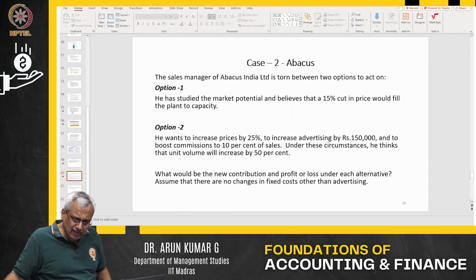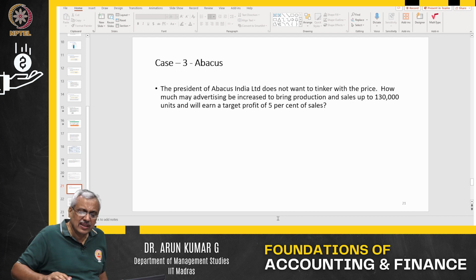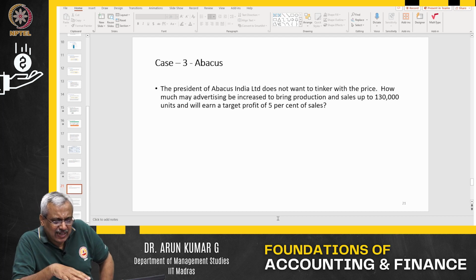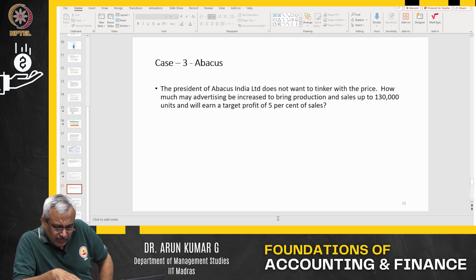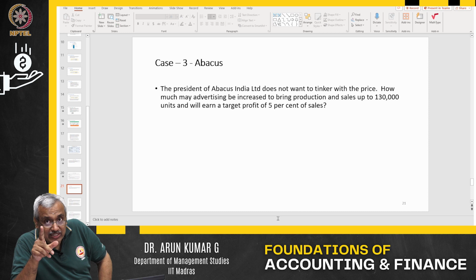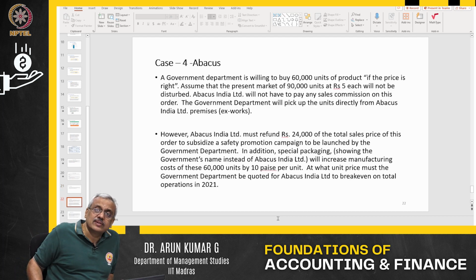Like that, there are other options. Case 3: in case 3, what does he say? He does not want to tinker with the price. How much can the advertising be increased to bring production and sales to 130,000 units and a target profit of 5%? Target profit is 5%, production and sales will be 1,30,000. So how much can the advertising be increased? Here's another option where he is getting a special order from the government and so on.